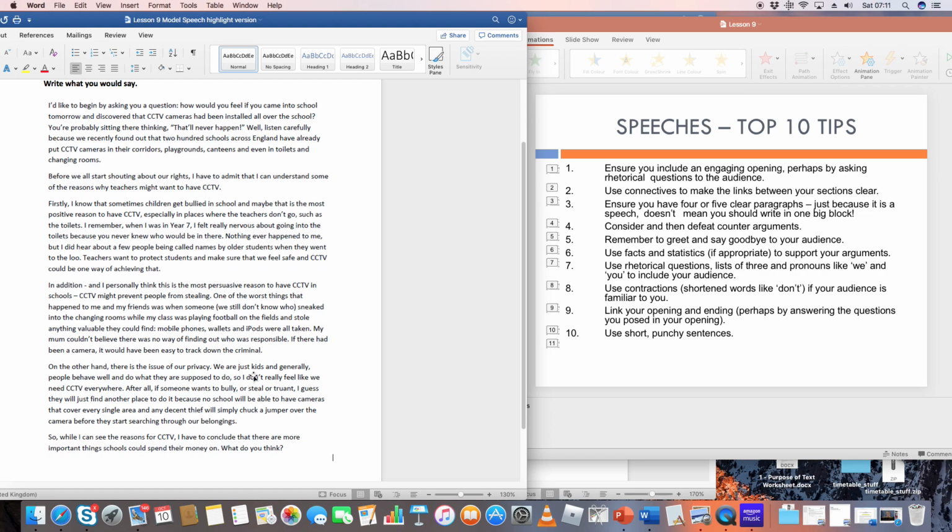Consider and then defeat counter arguments. If you read this all the way through, you can see that the writer is kind of on the fence for this one. You can see both points of view. As I said last week, I think it's fine to do that if you can keep your arguments nuanced and balanced, and I think the writer here very much does that. It gives two persuasive arguments as to why it's a good idea, and then on the other hand, this issue of our privacy. So he's considering why maybe it's not a bad idea. It's good to have that.